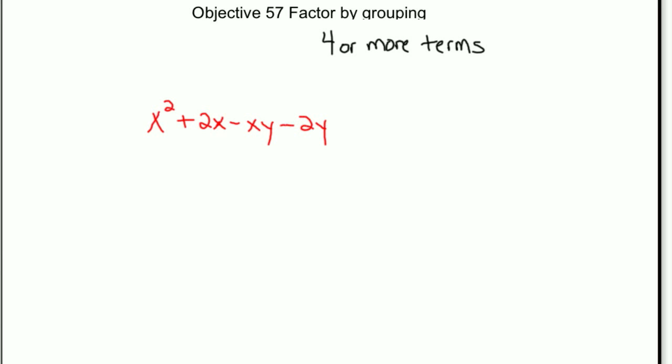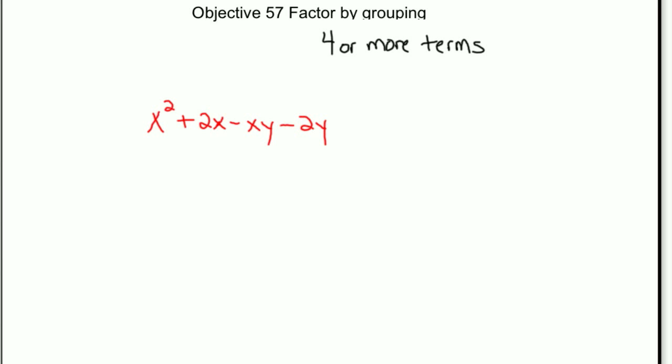Factor by grouping is usually 4 or more terms. So if you see 4 or more terms in a problem, you'll recognize that, hey, this is supposed to be a factor by grouping thing. An example of that would be a problem that looks like this: x squared plus 2x minus xy minus 2y.